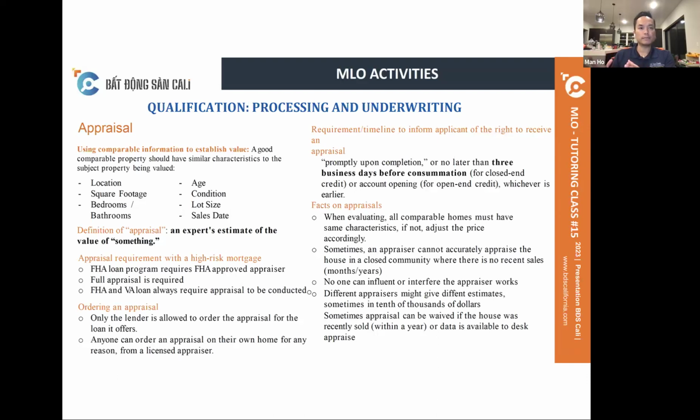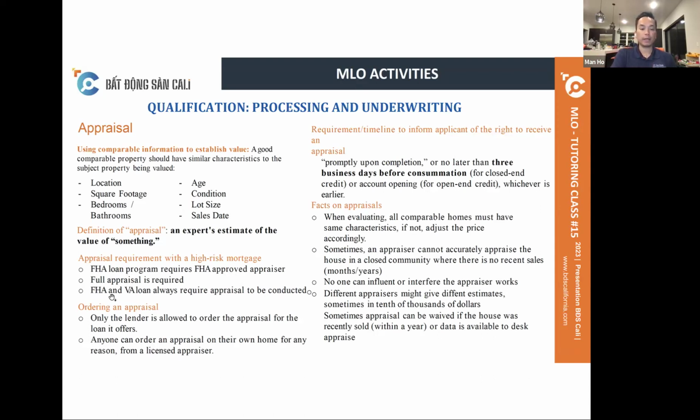Sometimes you pick 3 months or even 1 month, but if you cannot find any comps, now I'm talking about comps, right? Comp is a comparable property. And if you cannot find any comps, maybe you have to spread it out to 6 months or even 12 months. Appraisal requirement with a high risk mortgage, including FHA, needs an appraisal, and is it a full appraisal?